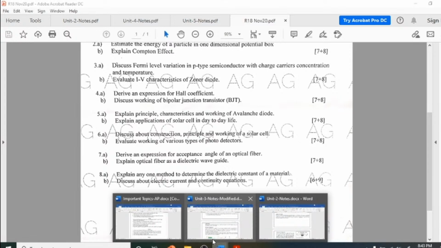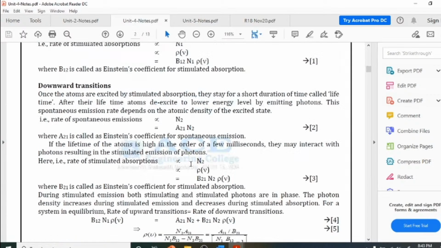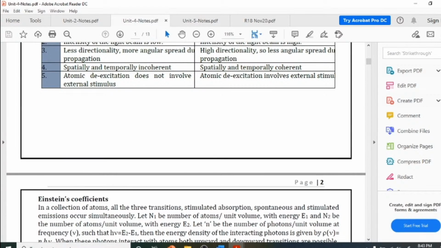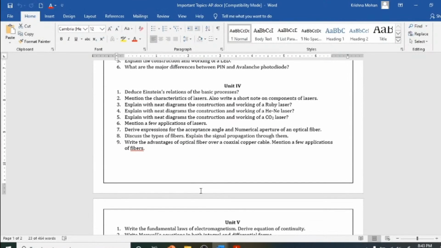Now coming to the fourth unit here. So optical fiber. You may get questions from lasers this time. So what are the important questions in the fourth unit? Let us have an idea. Einstein relations are important, that was asked, and then the components of laser and the types of laser. Ruby laser is there, helium neon laser is there, and CO2 laser is there.